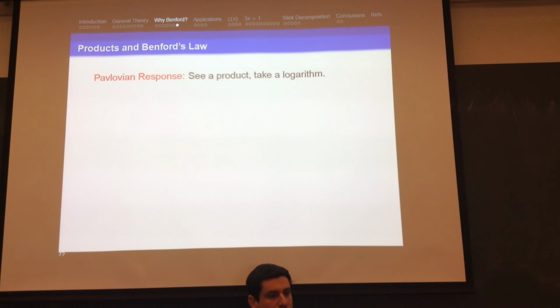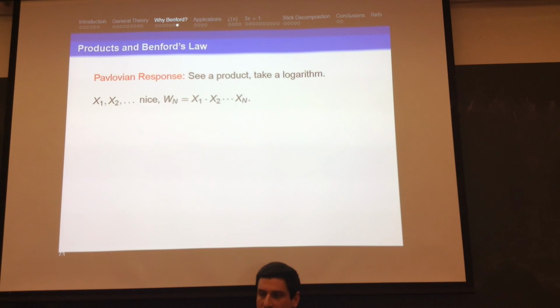Why is this important? By now you should have a Pavlovian response: if you see a product, you take a logarithm. If I have done nothing else to you, please leave this class learning that. Let's say we have a bunch of nice random variables, x1, x2, and let's look at their product. Maybe I want to know how much a bar of gold is worth, and I choose the length, the width, the height from some random variables. I maybe choose the value of gold from another random variable, and then the product of all these will be the value of the gold bar.